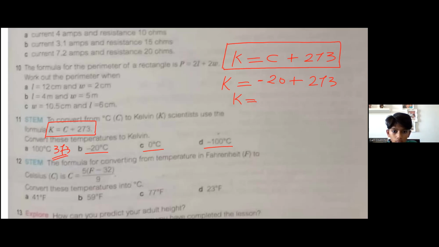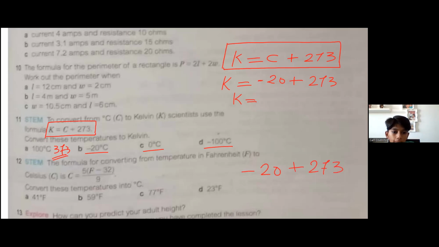We have learned in integers, while simplifying integers, that when two integers have different signs, one minus and another plus, what do we do? Minus 20 plus 273. What do you think is the answer?